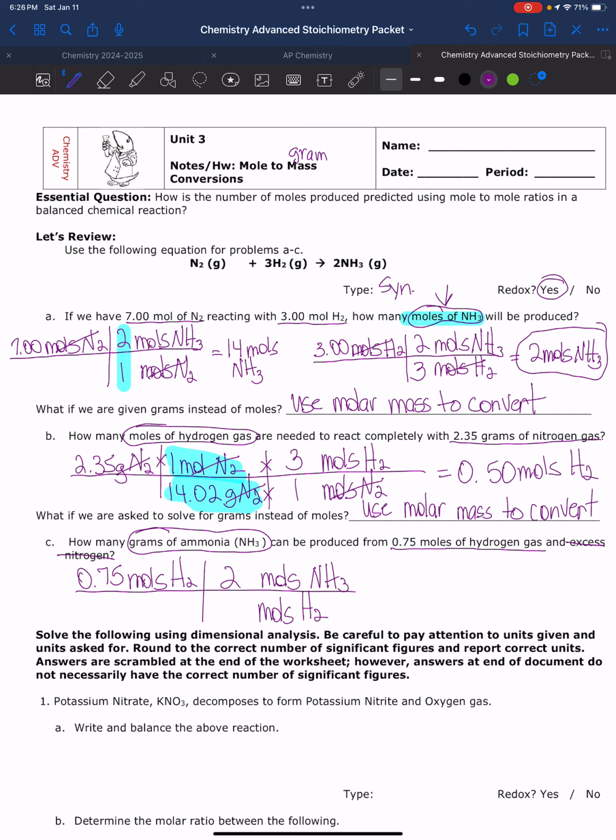So the coefficient for NH3 is a 2. The coefficient for H2 is a 3. So now if I've stopped, I've converted my moles of hydrogen to moles of NH3. But the problem asks for grams of NH3. So I know that I have to come over here and I have to put molar mass in here. So my moles of NH3 come into play down here, diagonally down from top to bottom, and grams of NH3 goes up top. So this is molar mass, which says that 1 mole is equal to the mass of NH3.